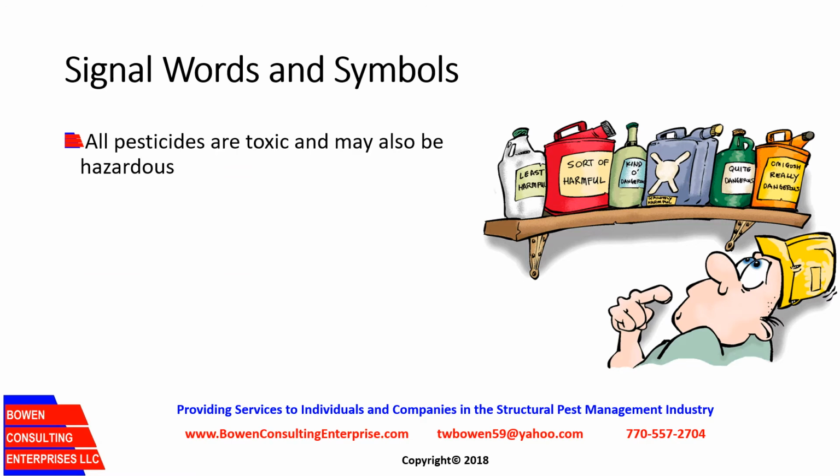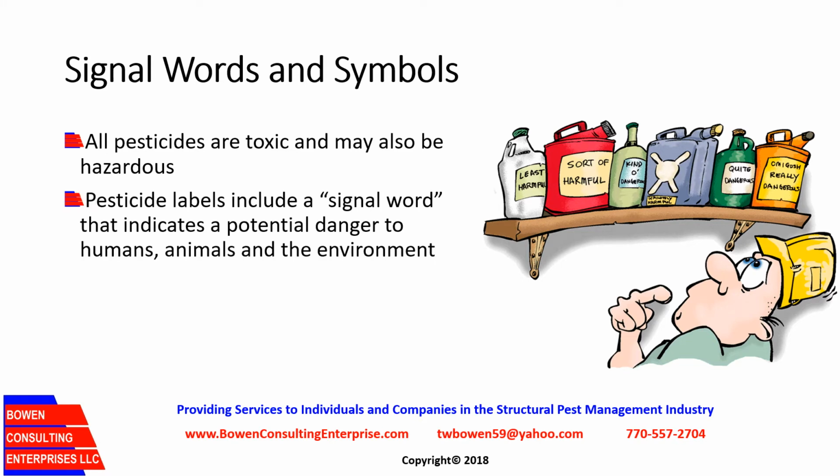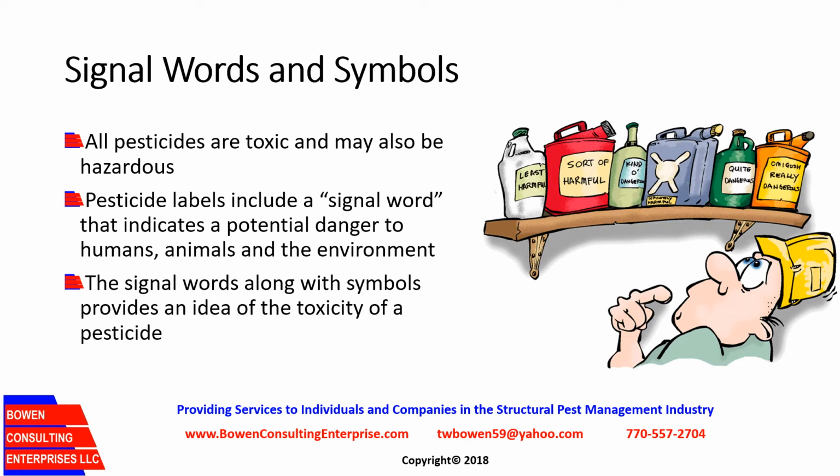All pesticides are toxic, and depending on the exposure level, they may also be hazardous. Most pesticide labels include a signal word that indicates the potential danger to humans, animals, and the environment that may be caused by using the pesticide. The signal word, along with the accompanying symbol, provides us with an idea of the toxicity of a pesticide.